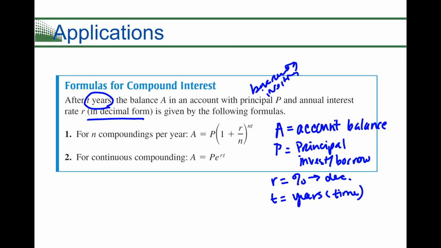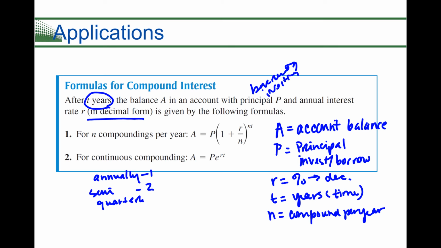So if they give you a month, make sure you put it in years. Let's see, we got A, P, r. And then n is how many times you're compounding. So if you're talking about annually, that'd be 1. Semi-annually would be 2. Quarterly would be 4. Monthly would be 12. Daily, they'll instruct you, there's 365 days. But a lot of times they might use 360, and they'll tell you that within the problem. So these are some examples of n that you might see.